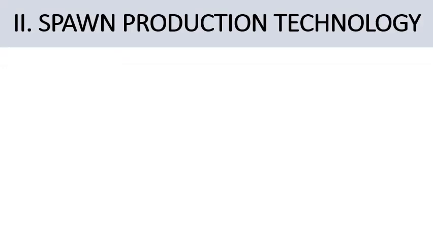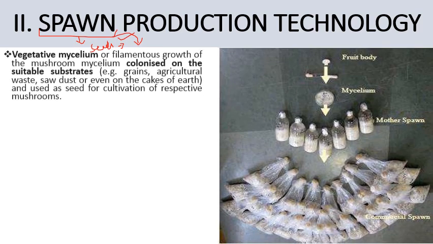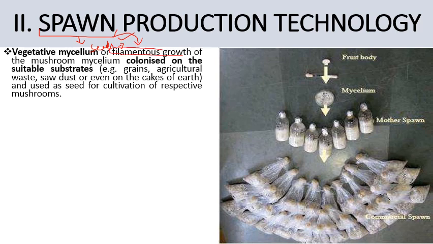Firstly, spawn production technology. First of all, what is spawn, that we have already discussed? It is basically, we can say, seeds of mushroom. These are the vegetative mycelium, which are used as seed of mushroom for cultivation of the mushrooms. This word is derived from a Latin word expandere, which means to spread out. So spawn represents the vegetative mycelium or filamentous growth of the mushroom colonized on a suitable substrate. The substrates may be grains, agricultural waste, sawdust, or even straws or cakes. These are used as seeds for cultivation of the respective mushroom.